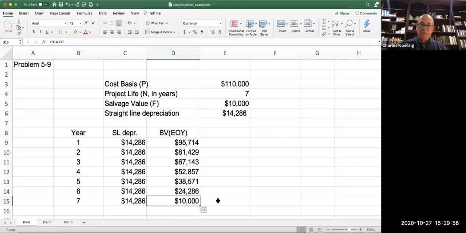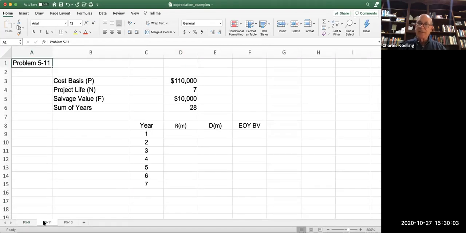Okay, that's problem 5.9. Let's now look at problem 5.11, which, as it turns out, is exactly the same problem, but now we're going to use the sum of years depreciation method.